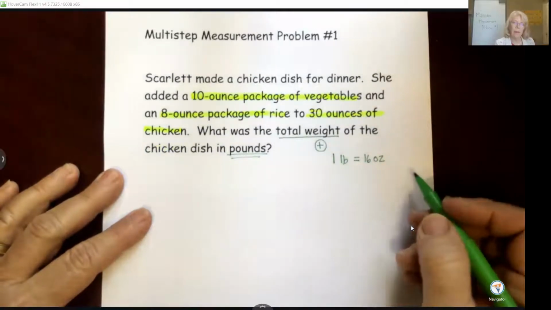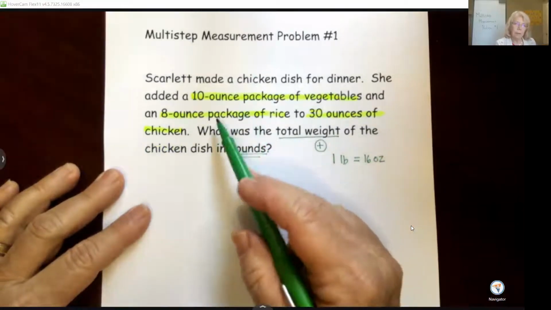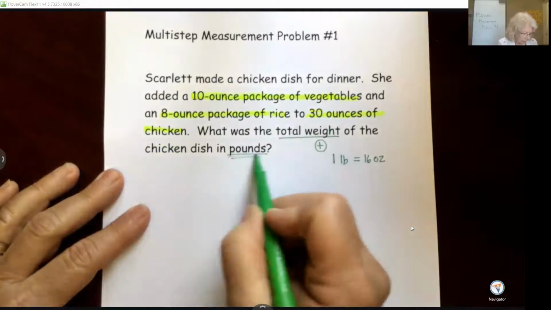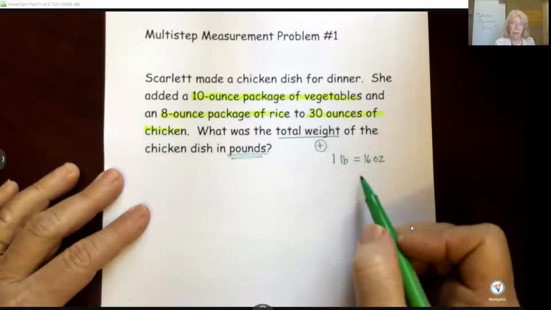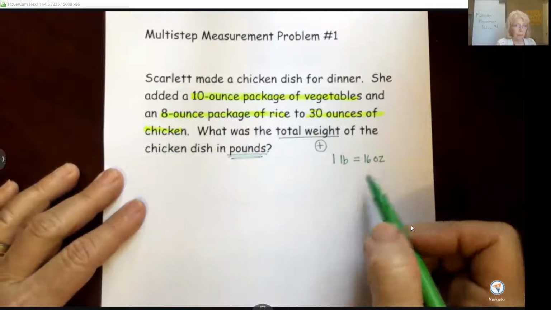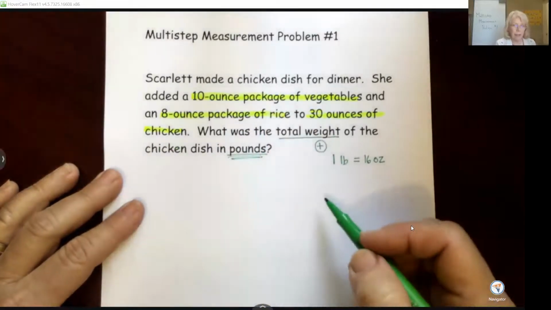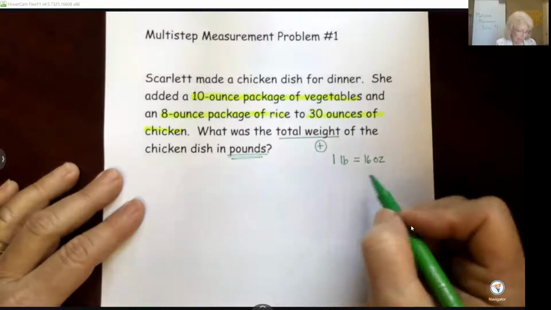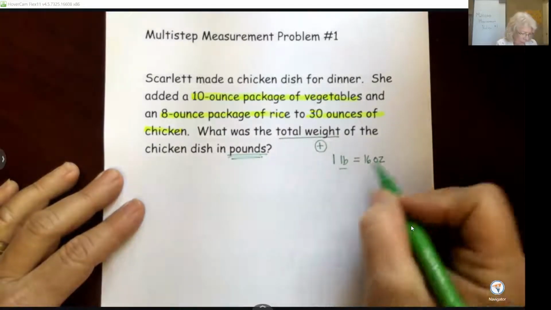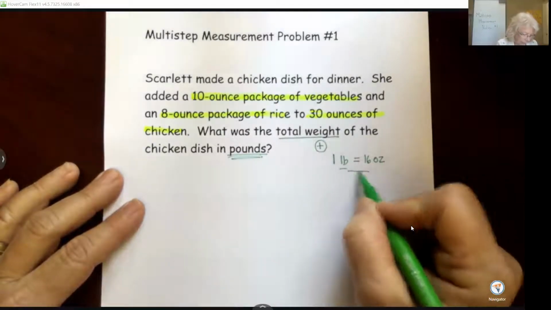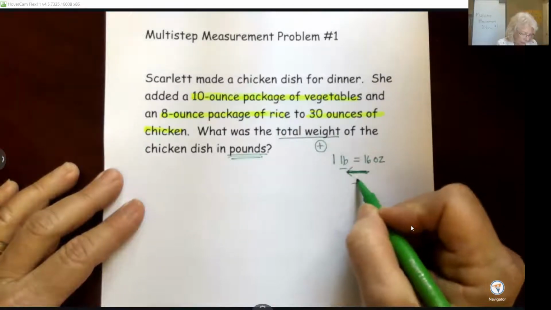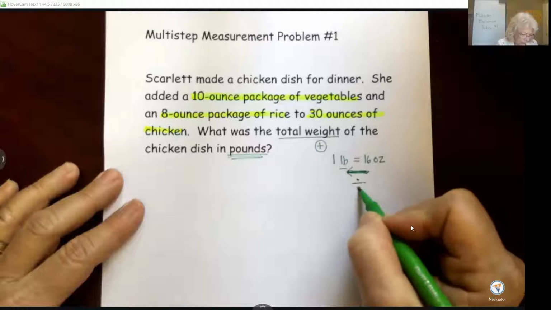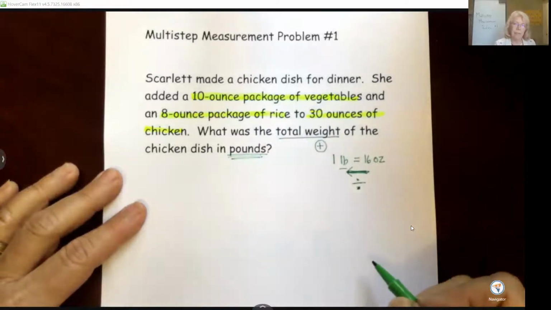So we are starting with ounces, but our answer is going to be in pounds. The next thing we want to figure out is, are we going to be multiplying or dividing on this conversion before I do a whole bunch of other math? To end up with pounds means I'm going from ounces to pounds, and when I go this direction, as you learned in the other videos, I'm going to be dividing.